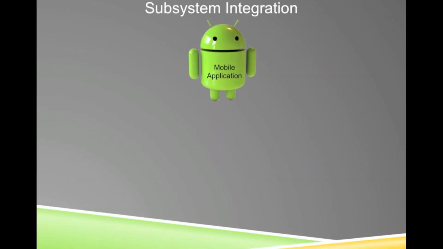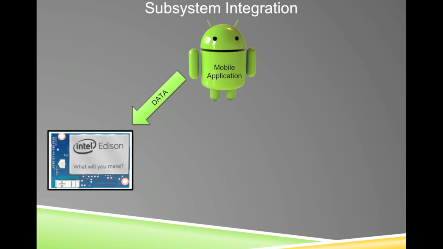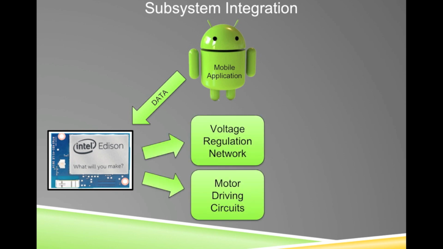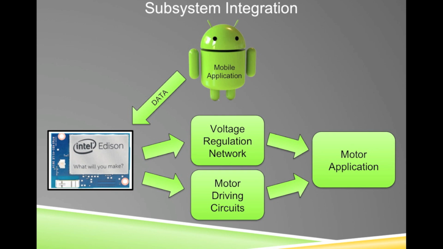Now that we've talked about the subsystems, this is how they will be integrated. The voltage regulation network, the motor controlling circuits, and the Intel Edison are integrated with controls from the Android mobile application. The user inputs data into the mobile application, which then sends that data via Bluetooth to the Intel Edison. The Edison then processes the data and gives commands to the voltage regulation network in the form of a PWM signal and kicks off Python control scripts, which operate the motor controlling circuits. When the voltage regulation network and the motor controlling circuits are active, the motors connected to the UMC become operational.